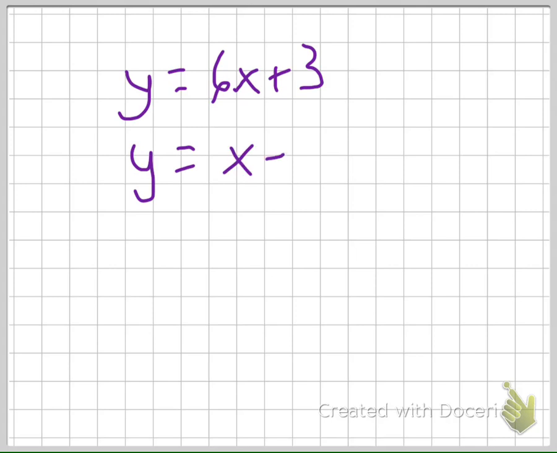So this problem is 6x plus 3 equals x minus 2. So if I wrote that as a y equals, it'd be y equals 6x plus 3 and y equals x minus 2. I want you to do the same thing. I want you to turn the video off and graph them on your own first. Turn the video off.